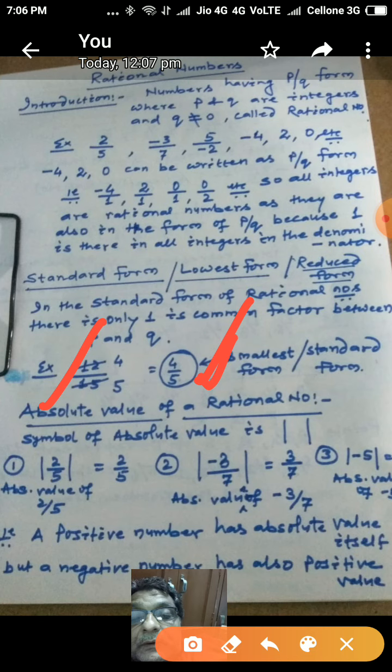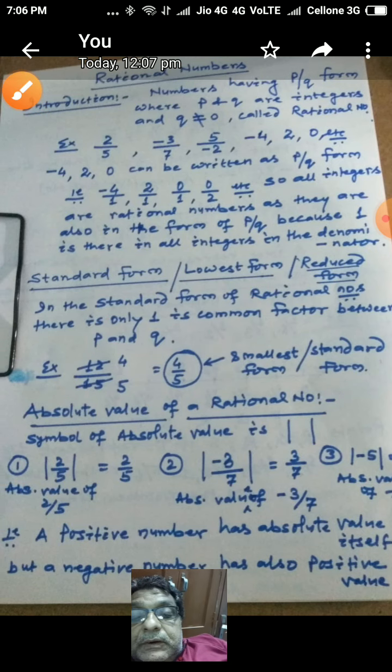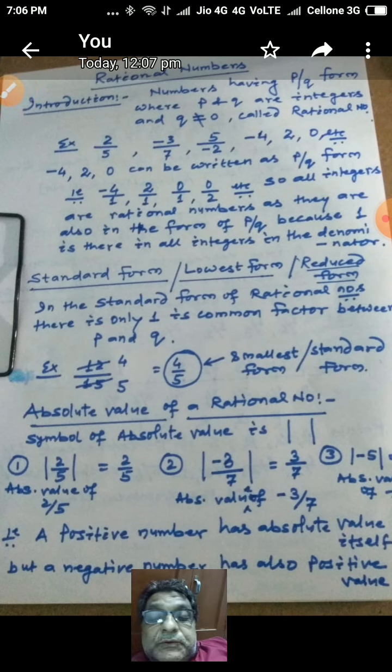Okay, so now the absolute value of a rational number. Actually, absolute value has a symbol of two vertical lines. When we draw two vertical lines and inside these two lines we write the number, it indicates that you have to take its absolute value. It is also called modulus. Here we have taken some examples of the absolute value of a rational number.